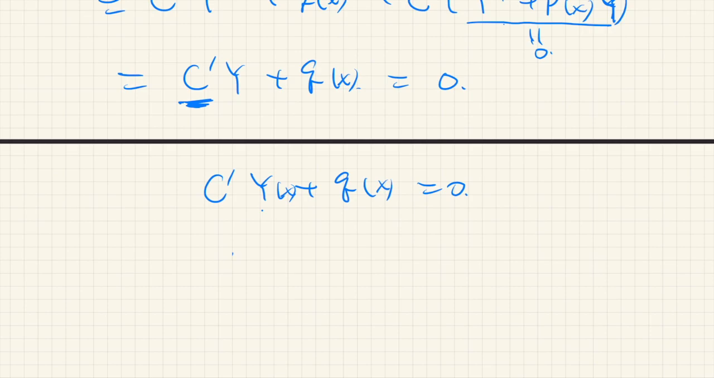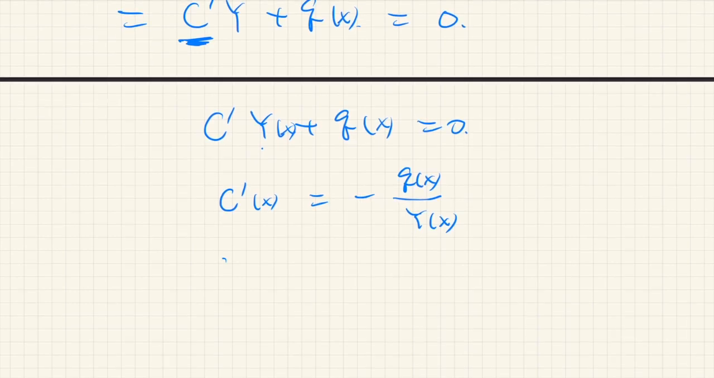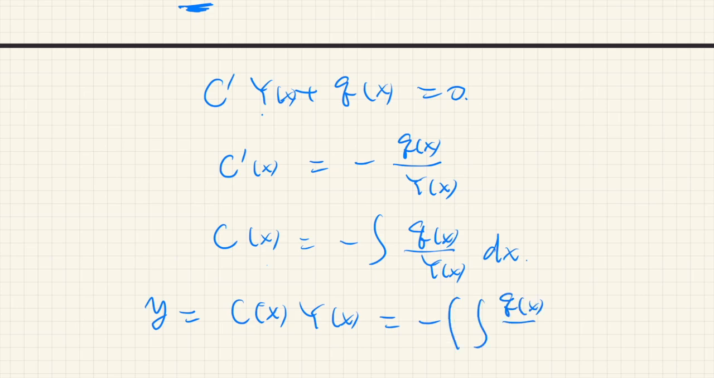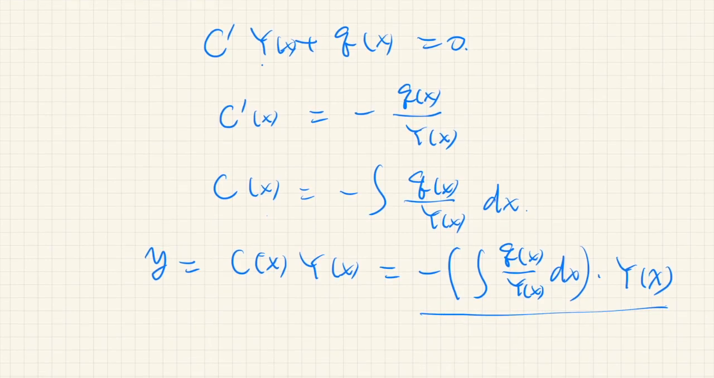And that can be easily done. So c prime of x is equal to negative q of x over y of x. If we just integrate both sides with respect to x, then we have c of x as the integral of q of x over y of x dx. And that's it. In this way, we have c of x. So y is c of x times y of x, that is this integral times the solution of the homogeneous equation. So this should be a special solution of the inhomogeneous differential equation.